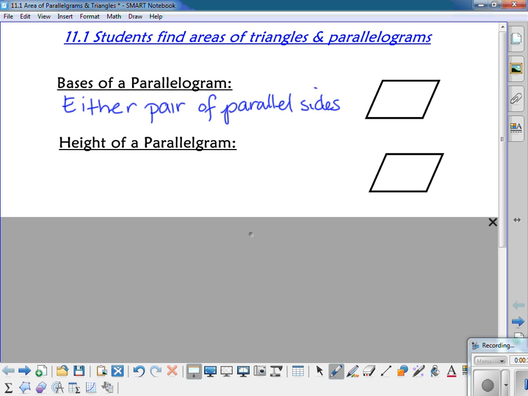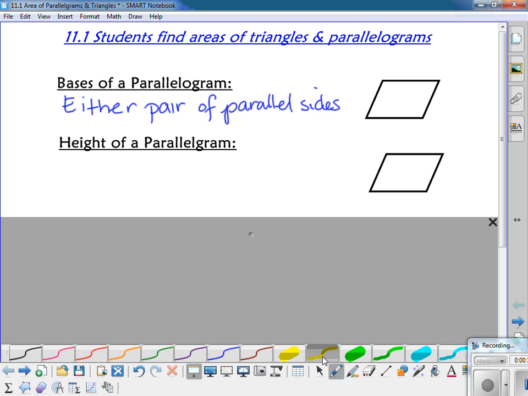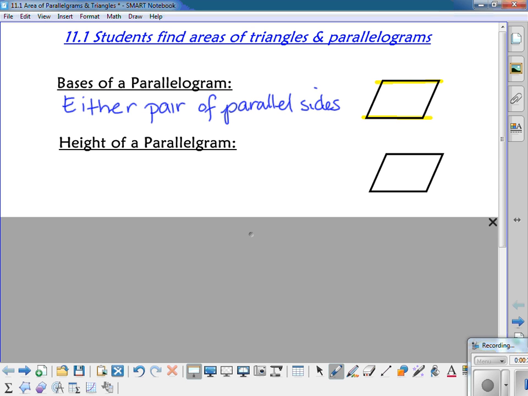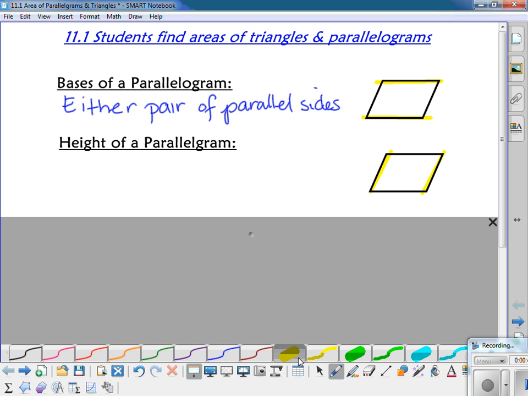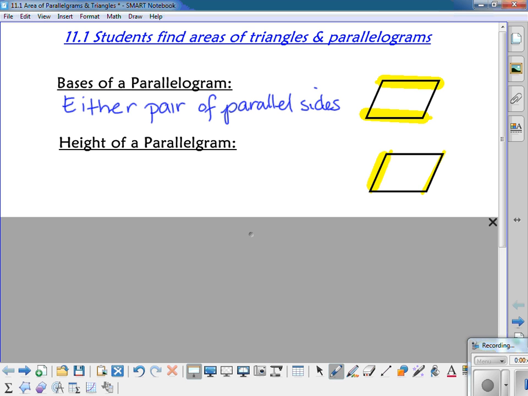So for instance, if I think of these as being my bases, I could do that, or it could also be these parallel sides that are my bases. So it could be the top and bottom, or the two sides.